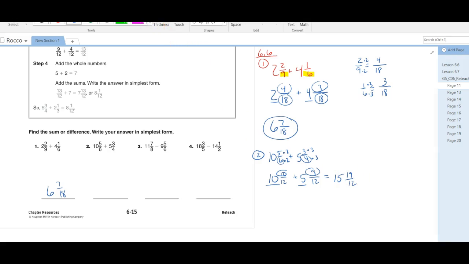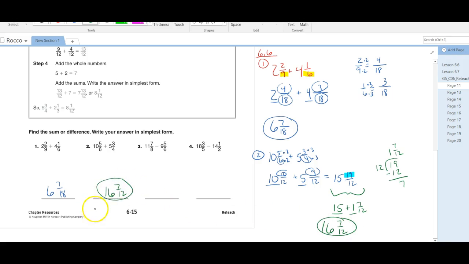But because this numerator is greater than the denominator, I have to use the box. So 19 goes in the box, 12 on the outside. 12 goes into 19 one time. 19 minus 12 is 7. So this becomes 15 plus 1 and 7/12. But I can combine these whole numbers to get 16 and 7/12. And that would be the answer here.